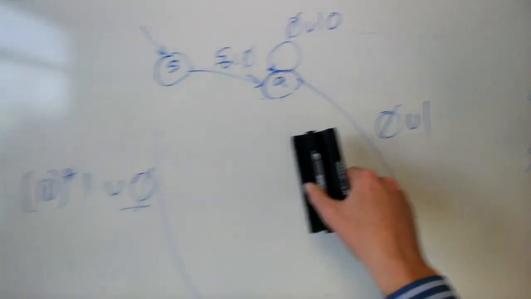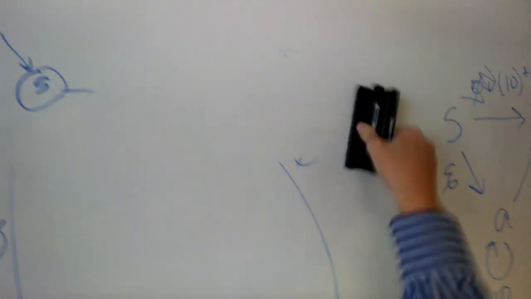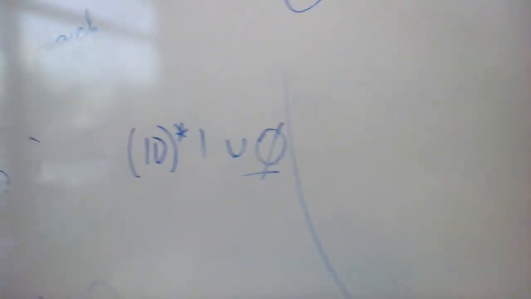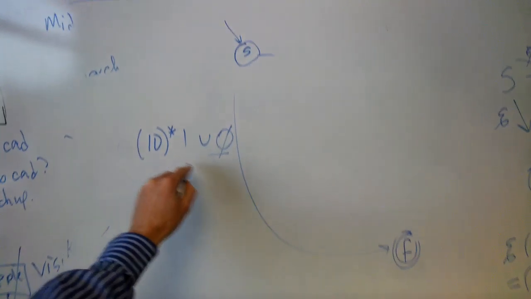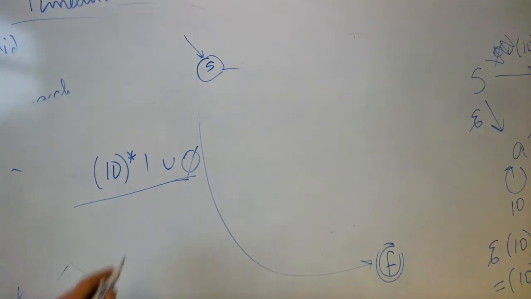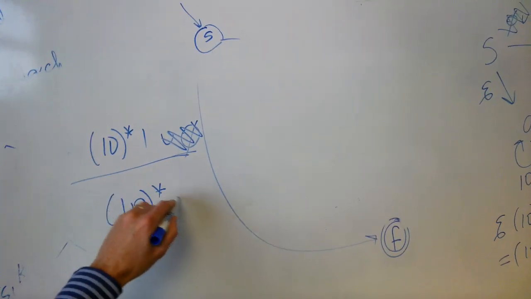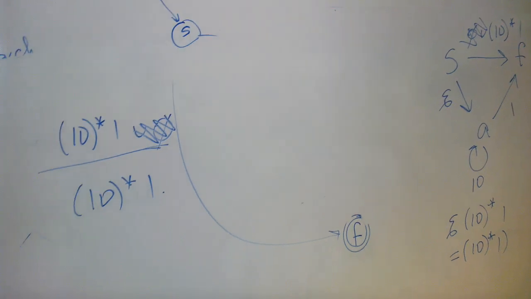I've now eliminated all the triangles that contain A, so I can delete A from the graph. So now this regular expression on the edge from S to F is the regular expression that represents the entire automaton. I can simplify it a little bit, and I just get 1, 0 star followed by 1. And that is it for that.